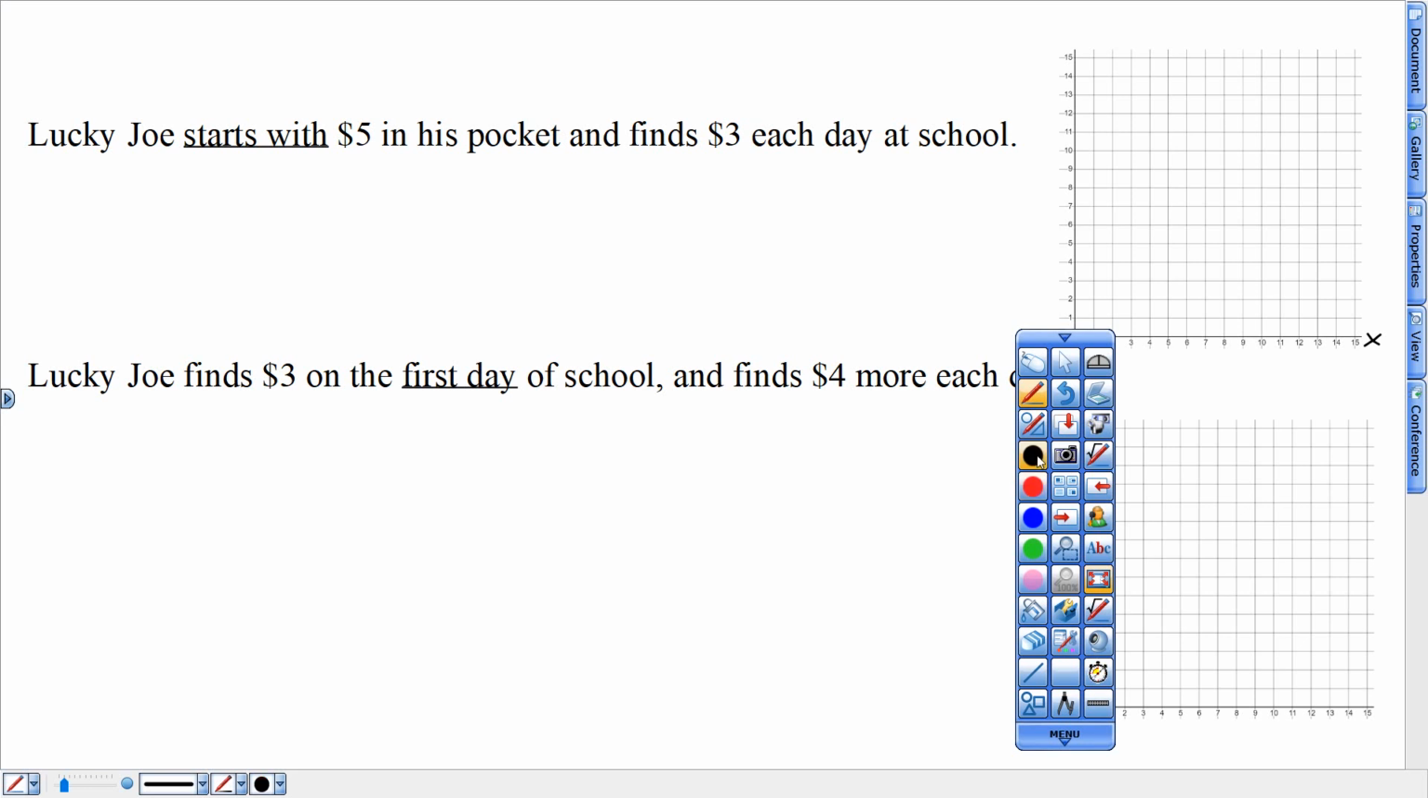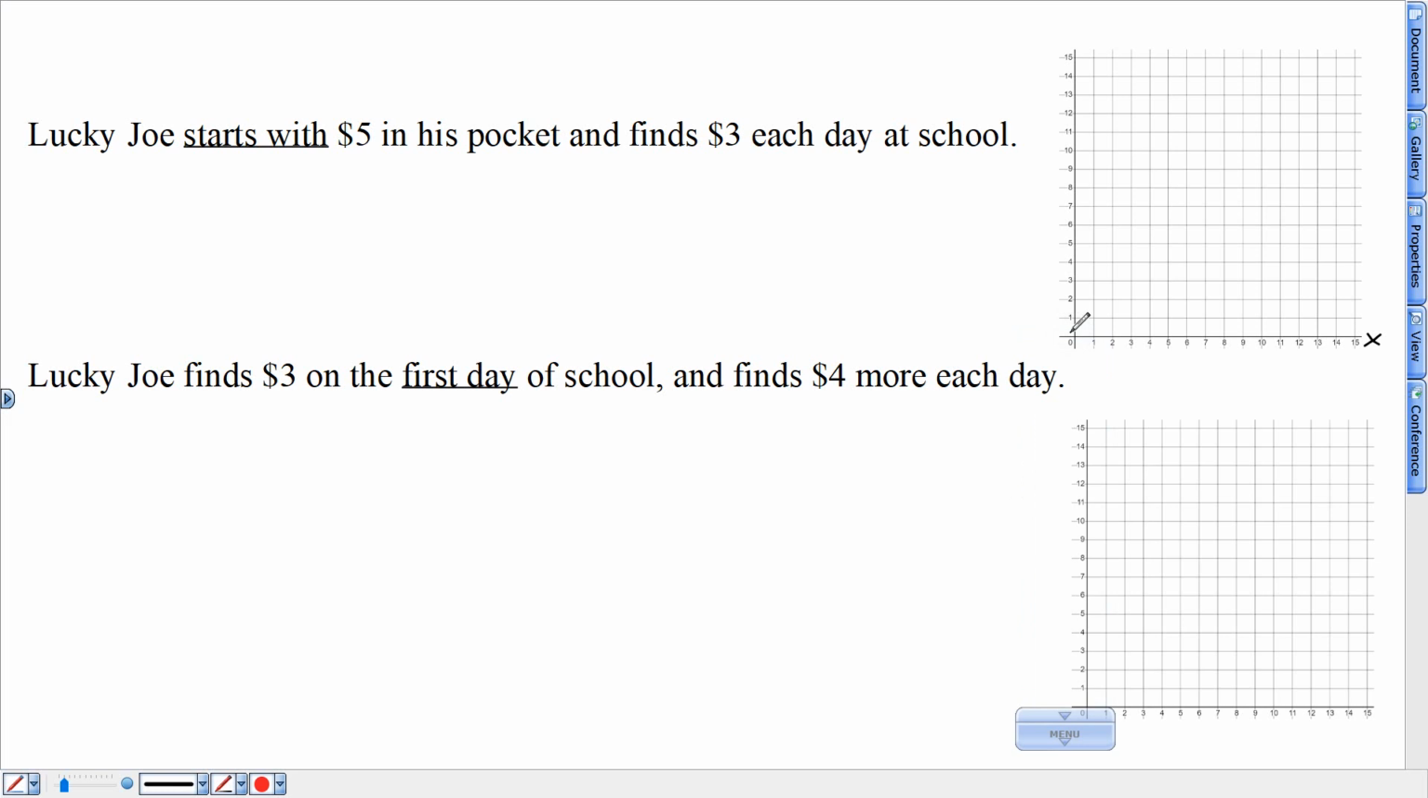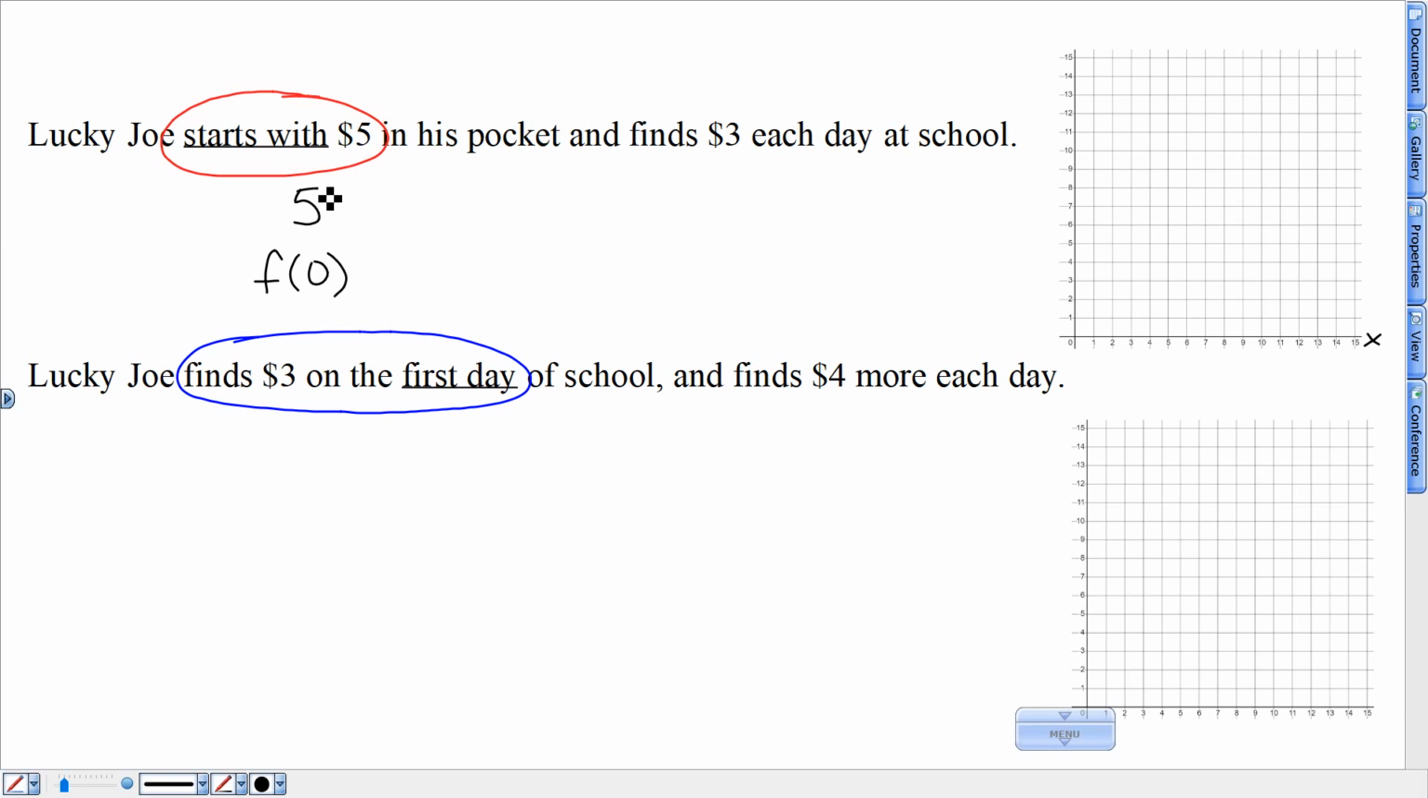So looking at these both, before I look at one, this one starts with $5. This next one here just talks about finding money on the first day. So again, if you start with $5, that is them telling you that you have that zero term already. You have $5 already in your pocket. You own $5 already before anything's even started. But after that first day, you're adding 3 more to it right here.